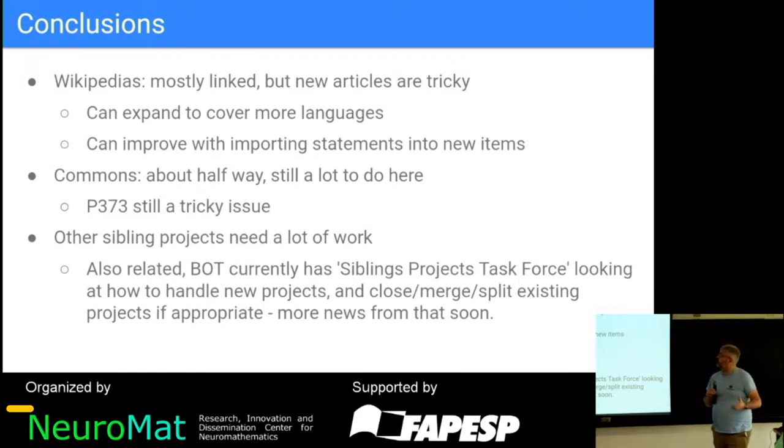Commons is about halfway there, I guess, maybe a bit more than that now. There's still a lot to do there. P373 is a tricky issue. Category combines categories is still a tricky issue. How do we get all the way so that when you create a new Commons category, PyBot does the same as English Wikipedia and creates a new Wikidata item for it or something like that?